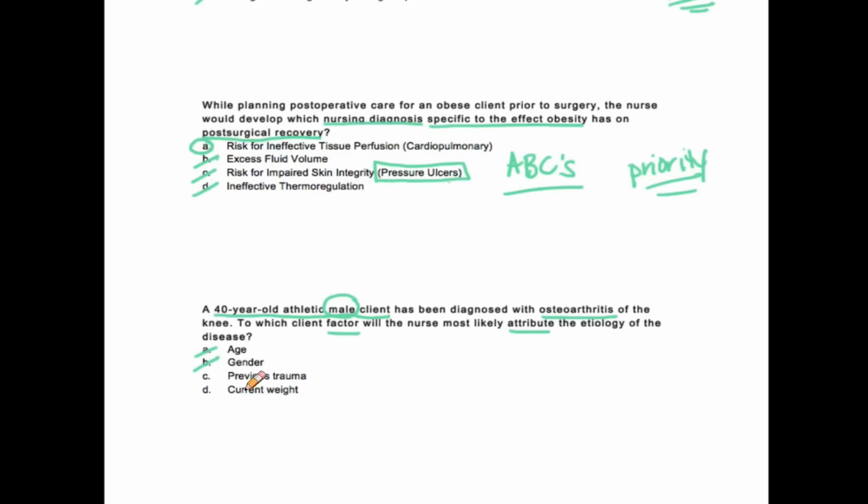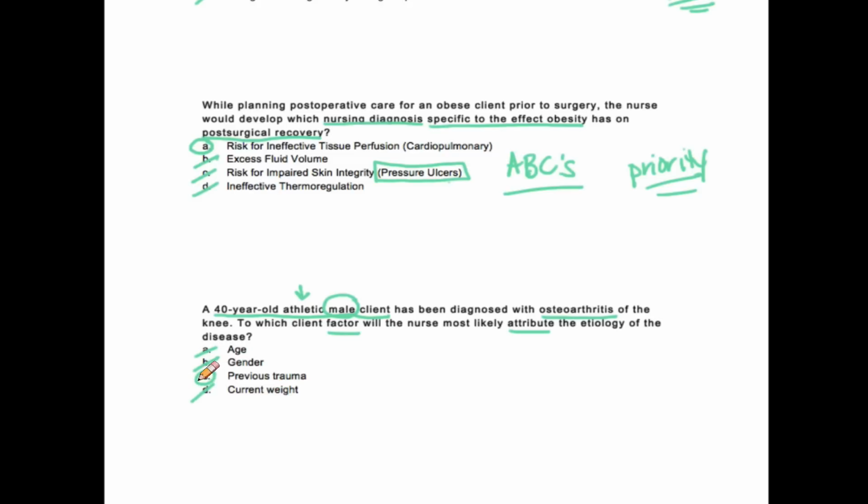Previous trauma. Well, I'm thinking he's a 40-year-old athletic male, right? So expected outcome, he definitely has some wear and tear on his bones and his joints. So I'm going to leave that alone. And current weight. Well, I know that weight is a factor in osteoarthritis. For instance, if there's an obese patient, they would be at greater risk of developing osteoarthritis than someone that's at a normal weight. But there's no information in here that says what his weight is, and it's telling me he's athletic. So an expected outcome is that he's not going to be an overweight patient, right? So I can get rid of that.